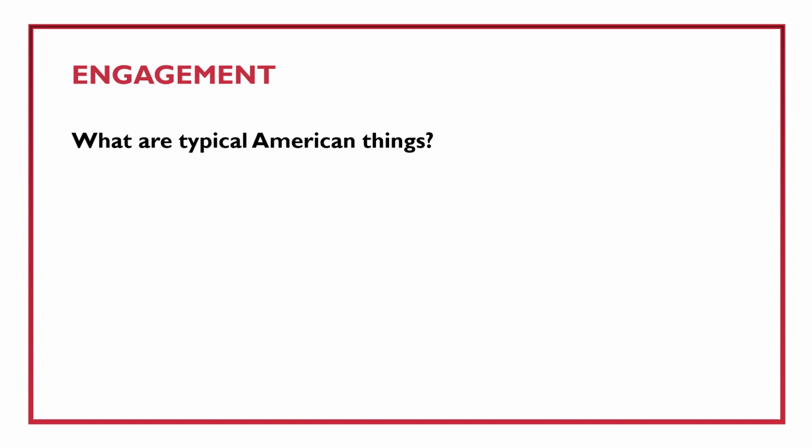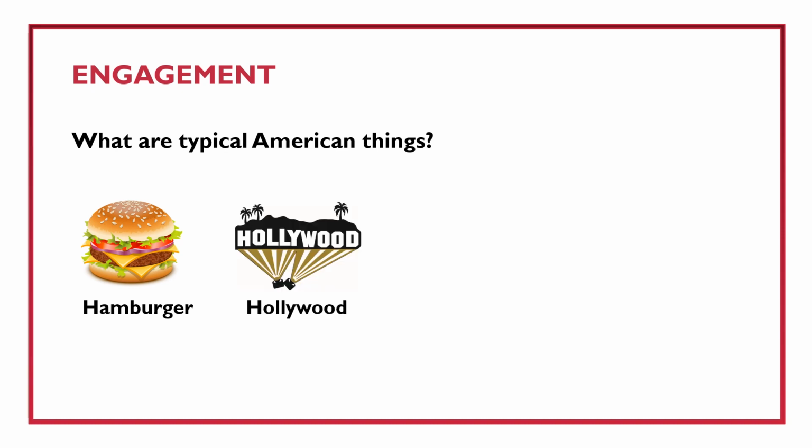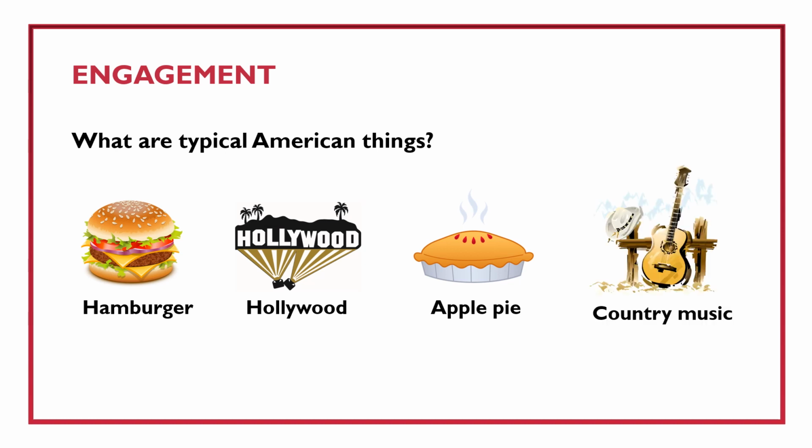Good. Now I'm going to introduce some of them to you. So one of the most typical American things is hamburger. Yes. The food that most of us love. Another one is Hollywood, the company that produces a lot of movies. Then we also have apple pie. Yes, this is typically American. And finally, country music. So this is very special to America. I'm sure you know a lot more, so you can just make a list for yourself.